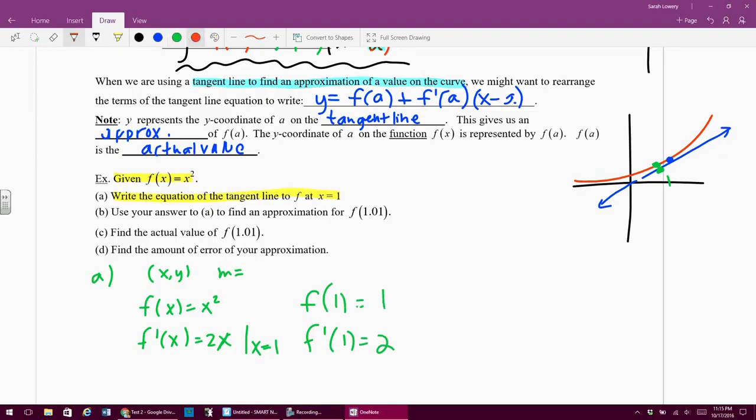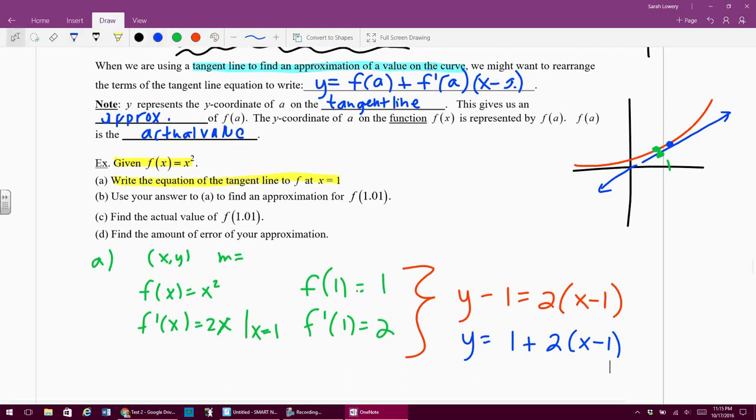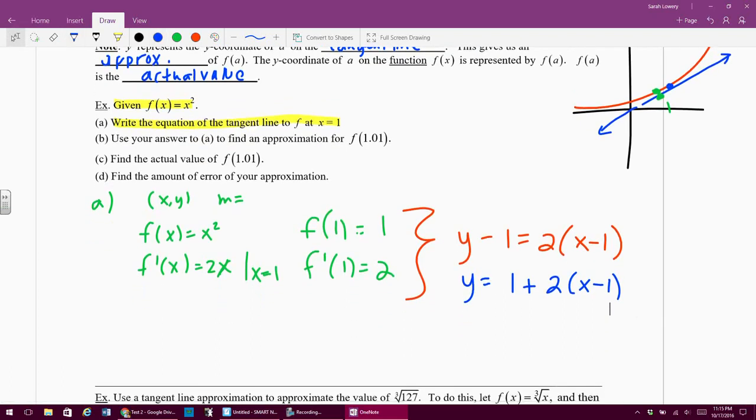Put all this together into my tangent line. I have y minus 1, my slope is 2, x minus 1, okay? Now what we're going to do is instead of writing the tangent line like this, I'm going to take this 1 and add it to the other side to make this y equals 1 plus 2 times x minus 1. This is now going to be my tangent line approximation. I'm going to use this tangent line to approximate a value.